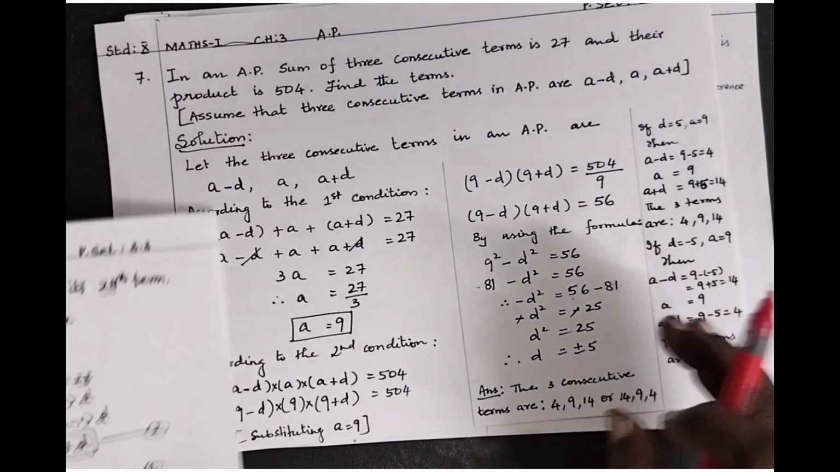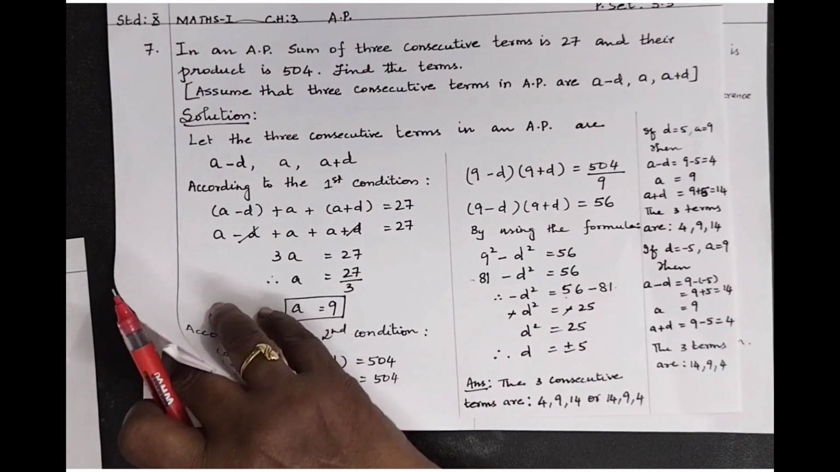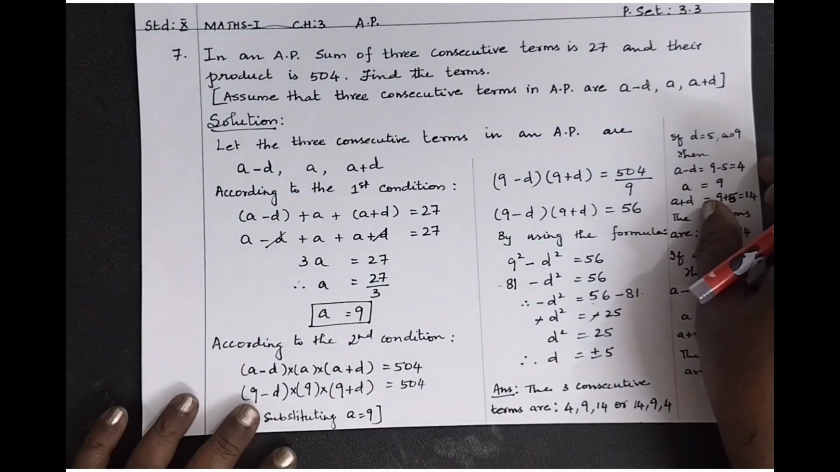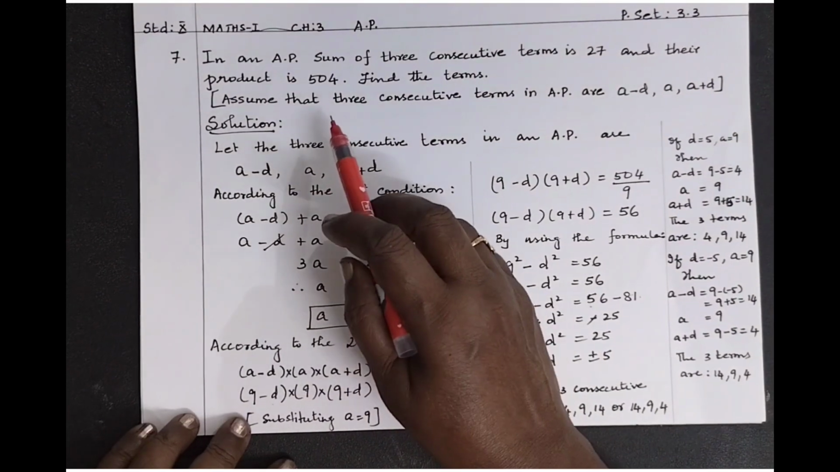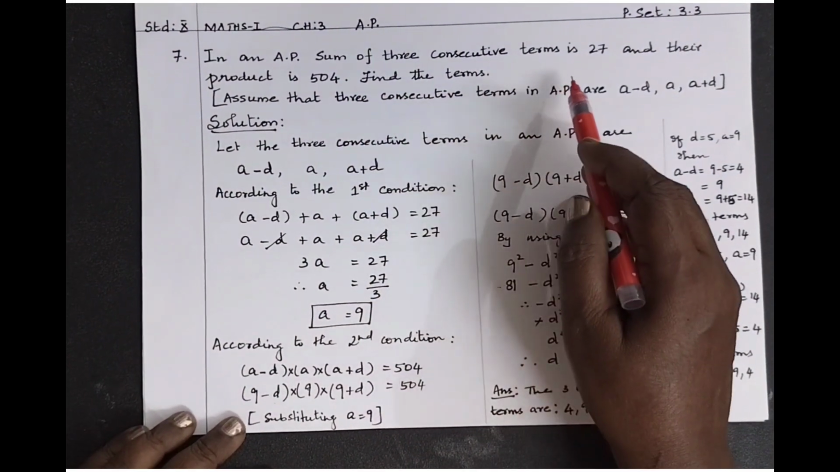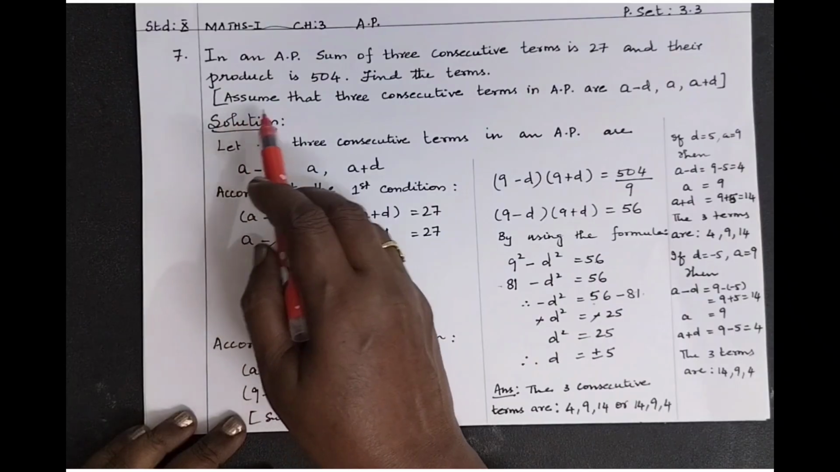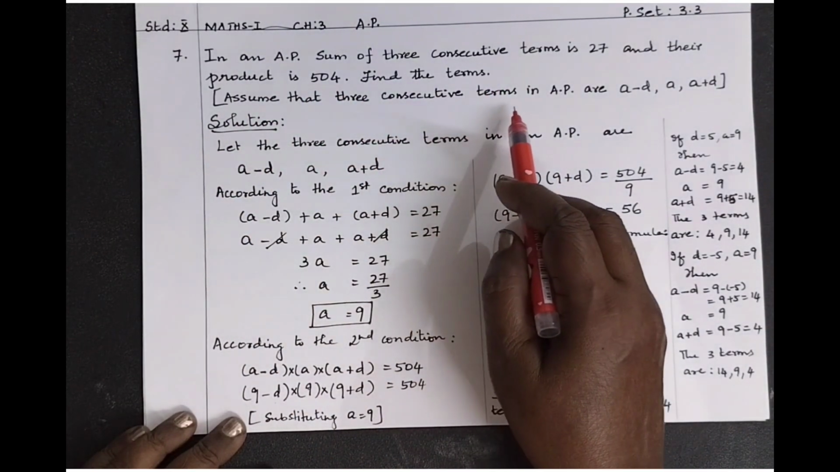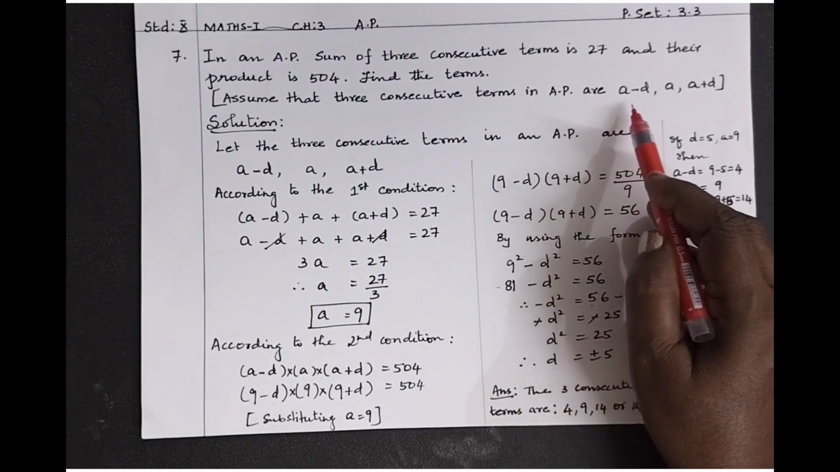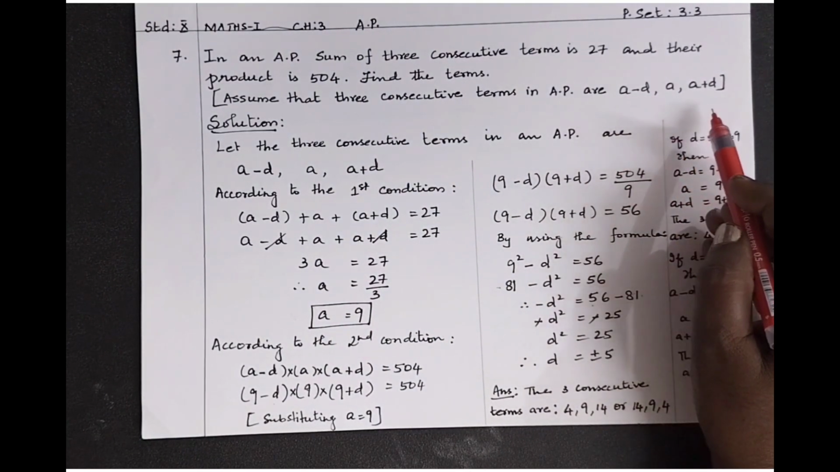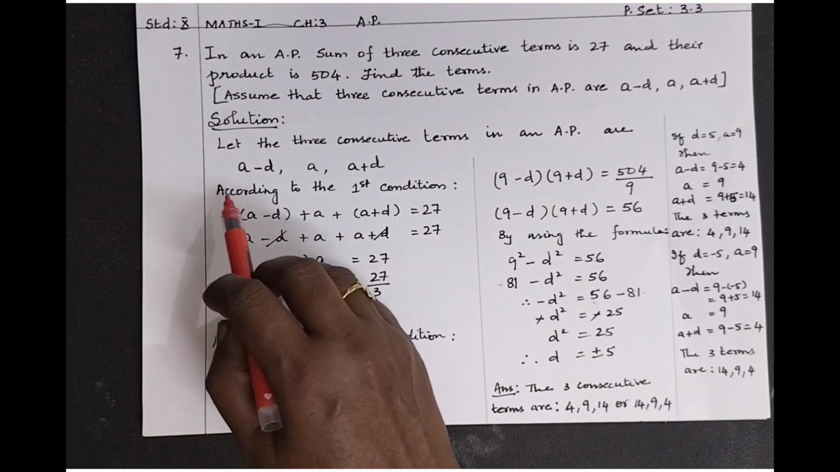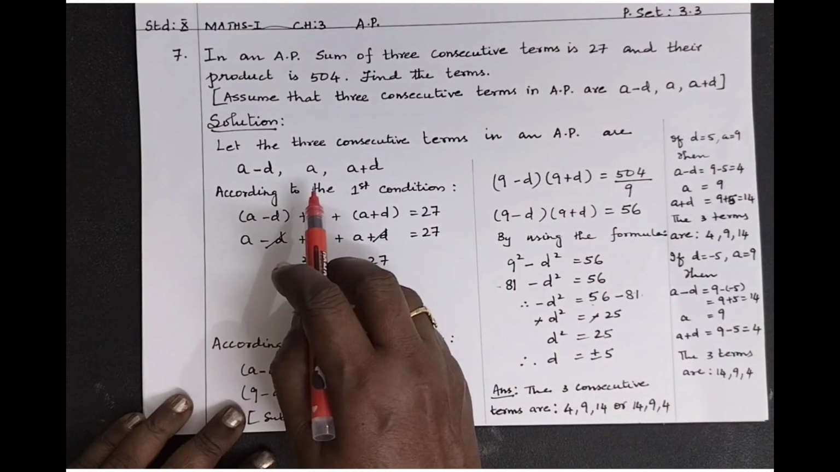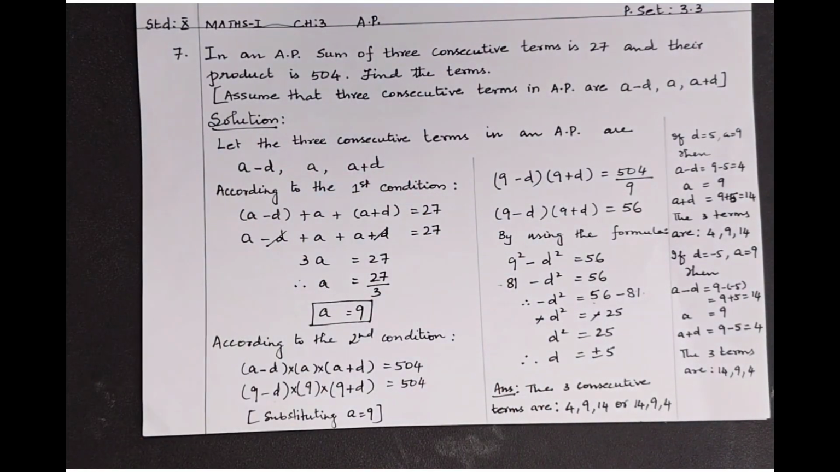Next, seventh question. In an AP, the sum of three consecutive terms is 27 and their product is 504. Find the terms. Assume that the three consecutive terms in an AP are a minus d, a and a plus d. So, let the three consecutive terms in an AP be a minus d, a and a plus d. These are given for us.